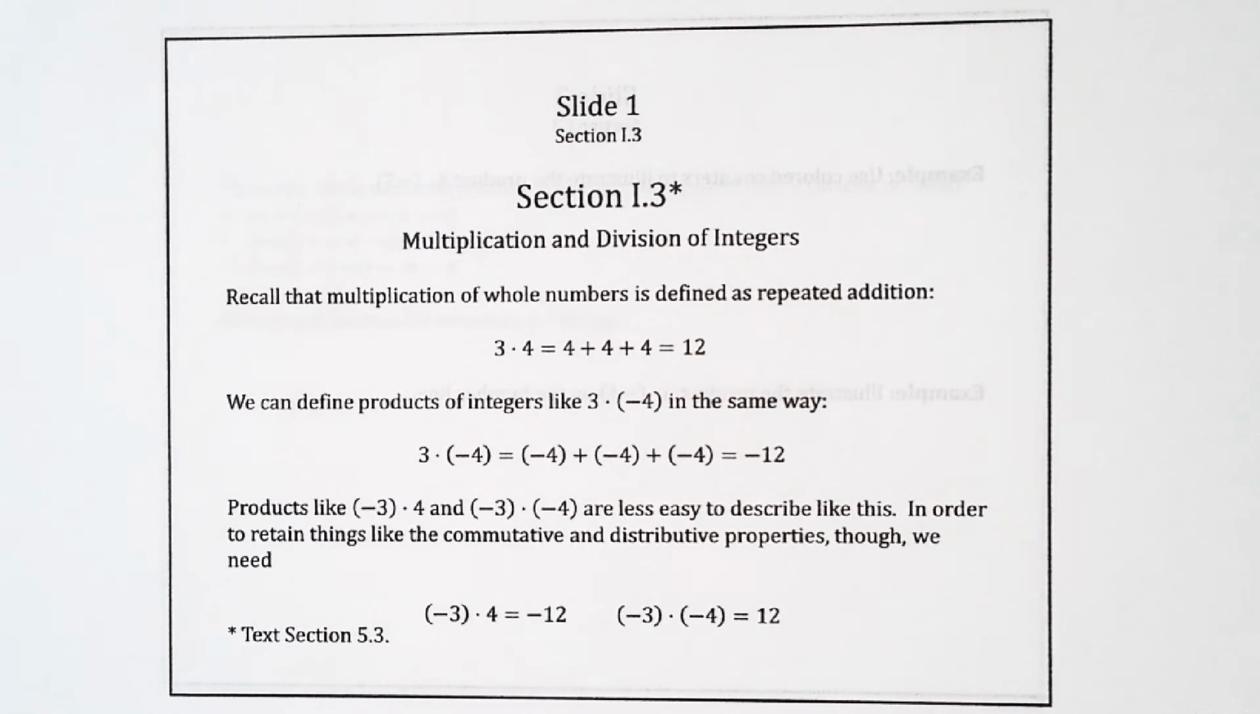So let's begin with multiplication. Recall that when we defined multiplication, we defined it as repeated addition. So for example, 3 times 4 is 3 fours, right? 4 plus 4 plus 4, which is 12. Well, nothing prevents us from doing the same thing with something like 3 times negative 4. That's just 3 negative 4s. Negative 4 plus negative 4 plus negative 4 is negative 12.